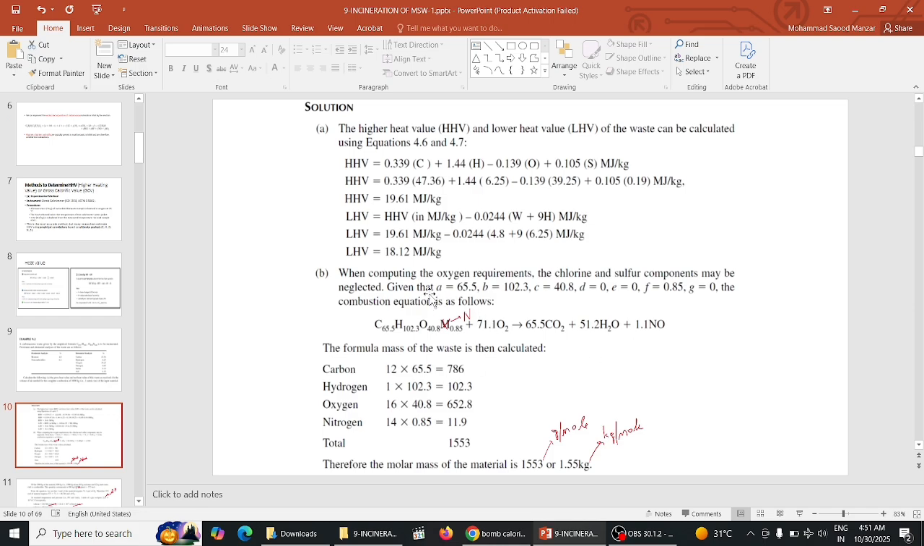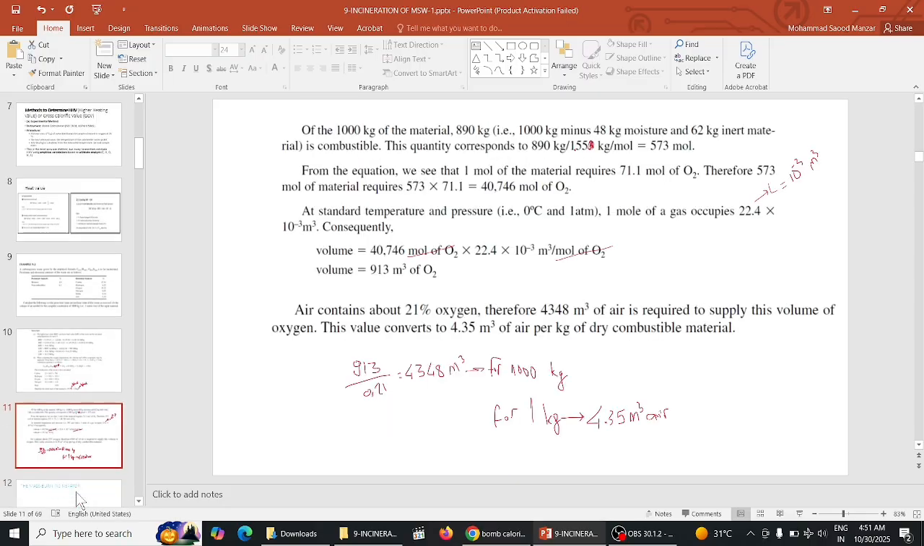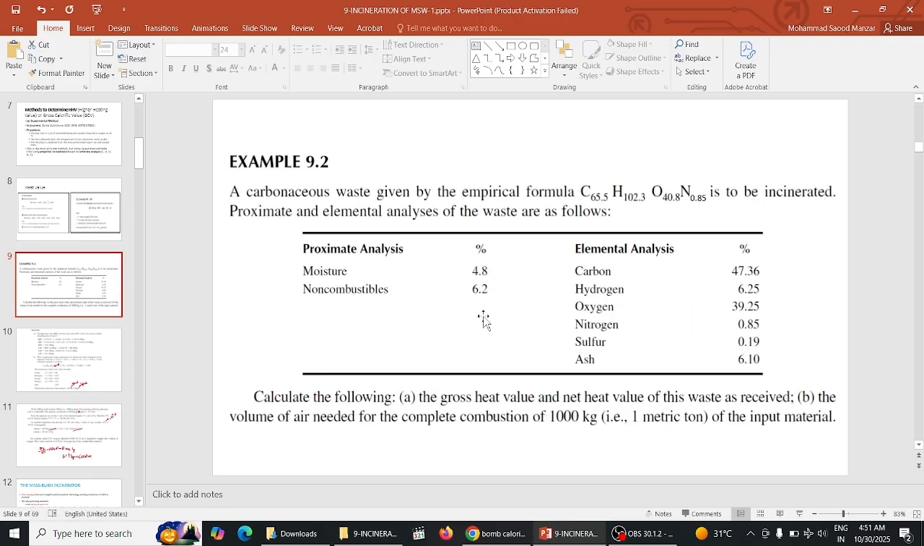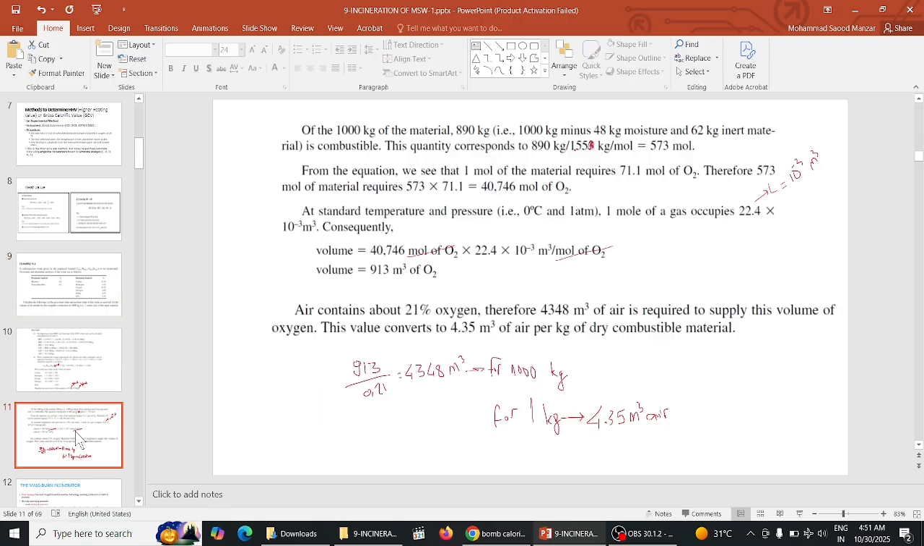Now we will calculate the total mass of this component, which is 1553. Similarly, the carbon is 12, hydrogen 1, so we'll get 1553. This 1553 is the molar mass of the material, in gram per mole. Now of the 1000 kg, you can see from the table, this is 11%. So 11% of 1000 is around 110 kg, leaving 890 kg.